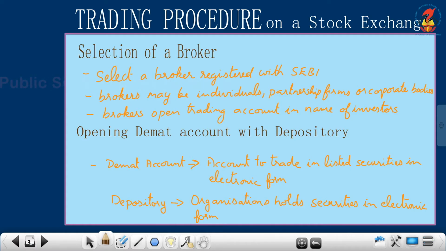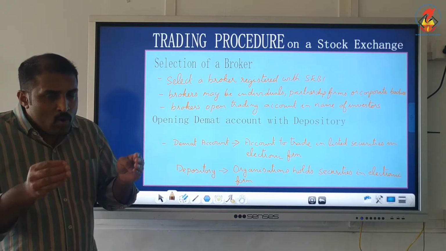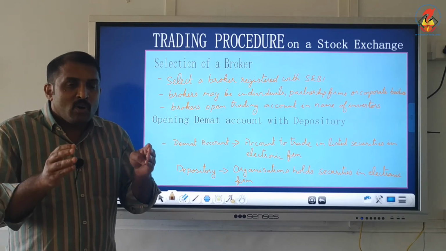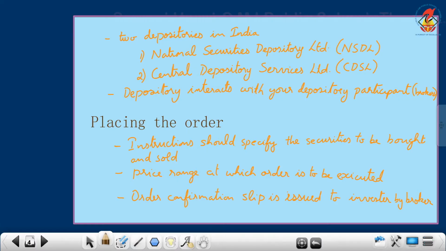And who is a depository? Depositories are organizations or firms which are given the right to hold securities in electronic form. Those organizations which are holding the securities in electronic, dematerialized form are called depositories. In India there are two depositories who are holding securities of investors in Demat form: NSDL, National Securities Depository Limited, and CDSL, Central Depository Services Limited.